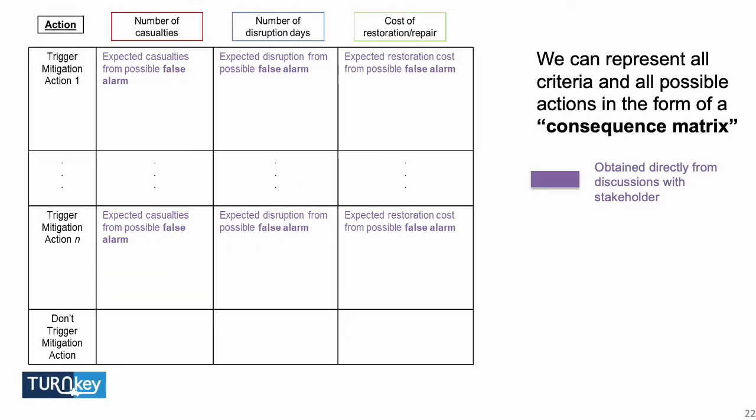Now, some of the information in this table comes from the stakeholder. They need to tell us how disruptive a false alert would be. So if we unnecessarily took a risk mitigation action, what kind of consequences are associated with that scenario? So in a school case, for example, we could imagine that a false alert would lead to unnecessary panic and disruption in the school day.